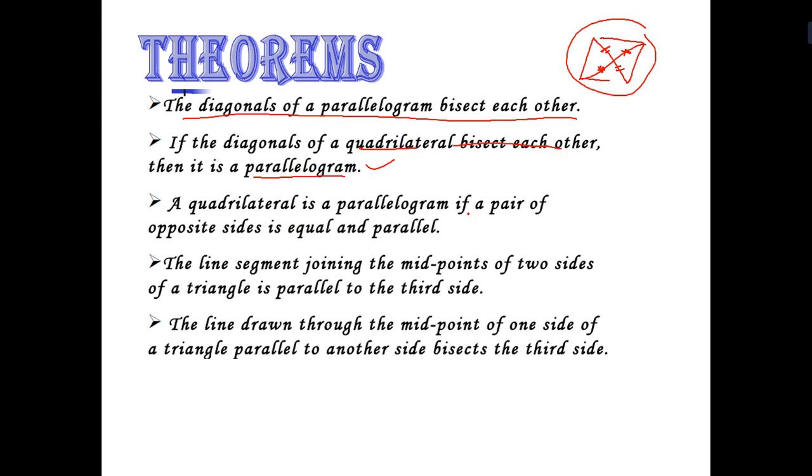A quadrilateral is a parallelogram if a pair of opposite sides are equal and parallel. Already we have discussed this. The line segment joining the midpoints of two sides of a triangle is parallel to the third side. That is the last theorem that we have to discuss in the next exercise. So if a line passes from there, we name it D and E, then DE is parallel to BC. So these are also important theorems that are purely text based.